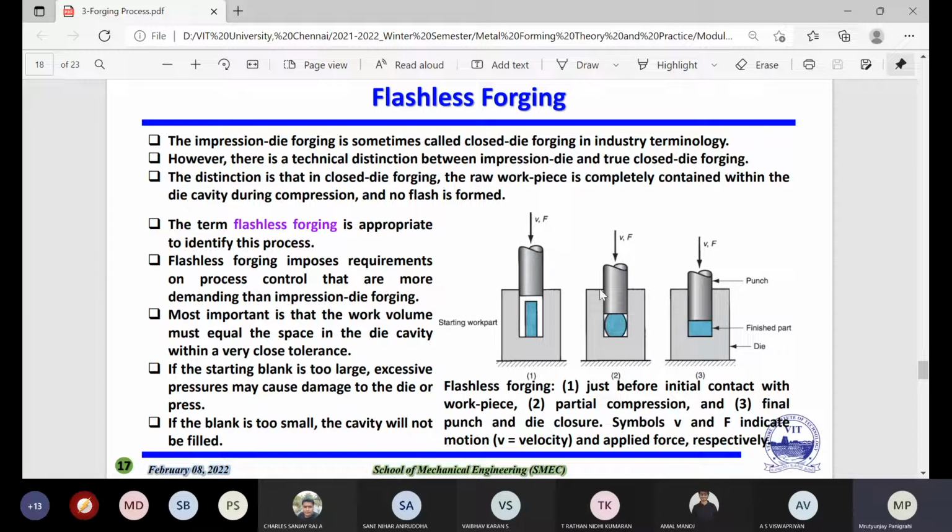So you can see in the second stage what is happening. In flashless forging, the first stage is just before the initial contact, the first starting point, and the second one is partial compression. You can see how the shape is changing. And the third one is the final punch and die closure. At that moment you have to apply the maximum force, so that it will cover everything, but there will be no flash.